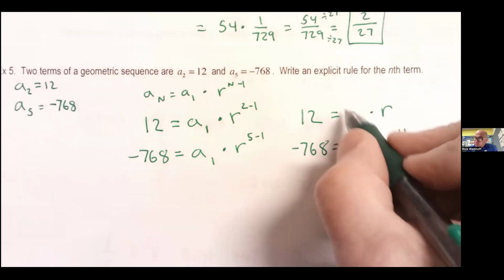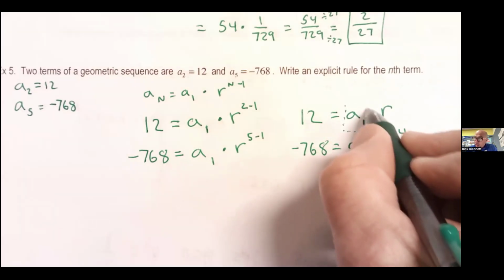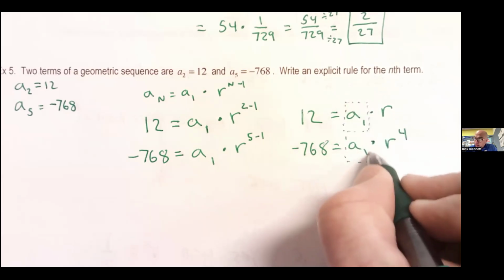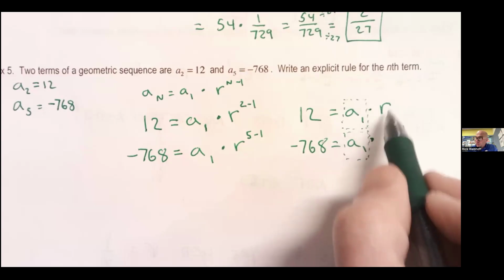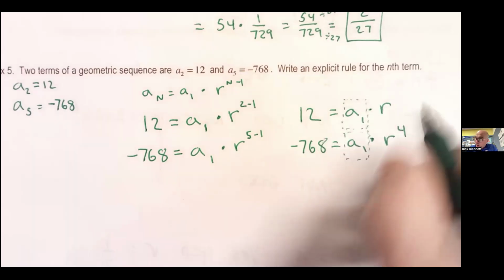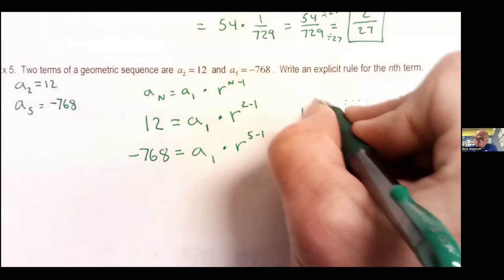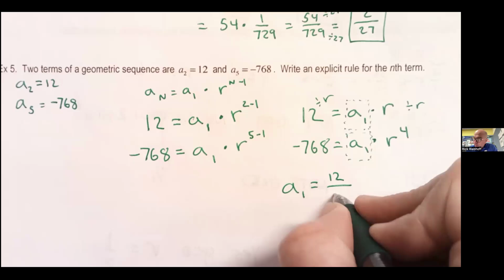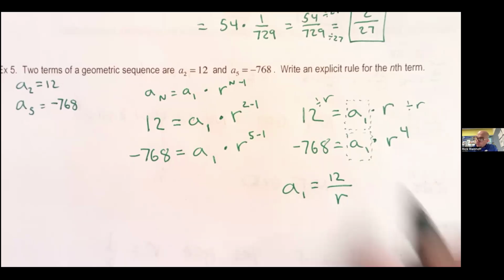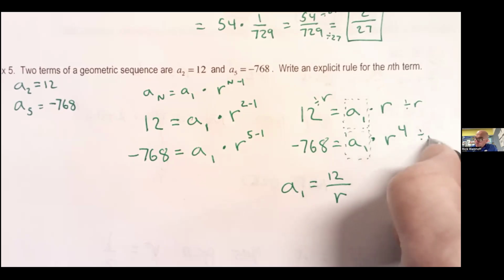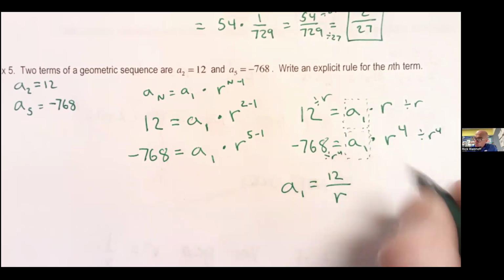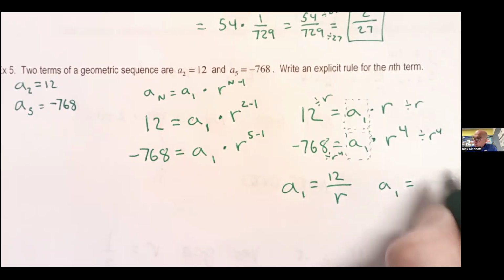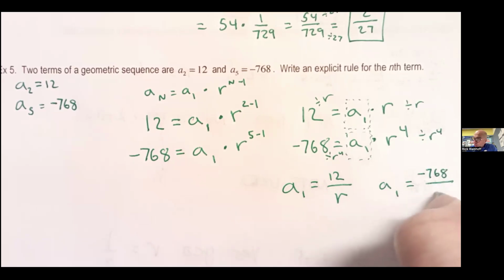Let's solve both of these for what we want anyway, A sub 1. How do I get A sub 1 by itself for the first one? Yeah, divide both sides by r. So the first term is equal to 12 over the common ratio. For the second one, I'm going to divide by r to the fourth. So A sub 1 equals negative 768 over r to the fourth. All right, all right, all right.